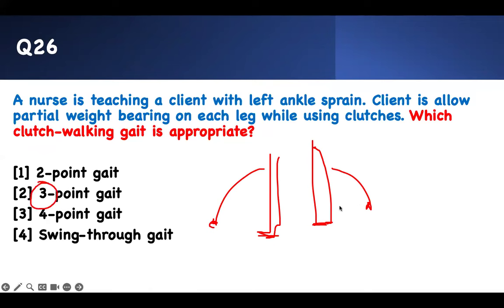Three points means that the one leg that is fractured cannot touch the ground. So you have 1, 2, 3. Then 4 point is full. Basically, it is completely touching the ground. And then 2 point, what do you think about 2 point gait?